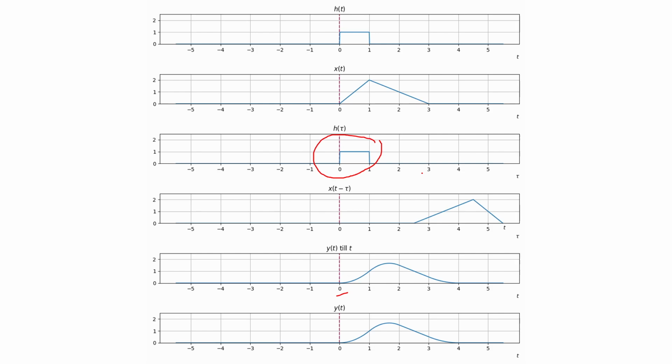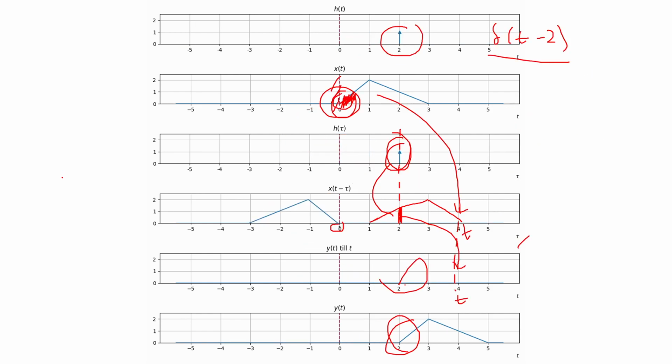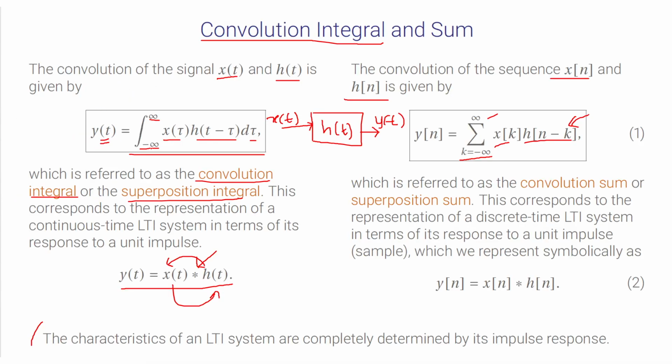But convolution essentially means that you have to reflect the signal, because if you look at the equation, either the signal or the system will have to be reflected. So here you can see h has been reflected.